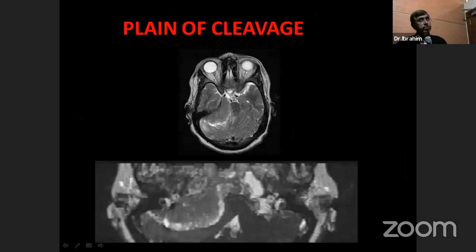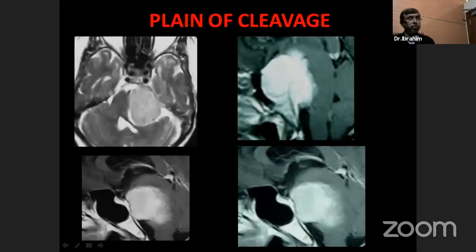Origin of the clivus as mentioned. Is there any plane of cleavage? Yes, there is a good plane of cleavage. This is a good case. Good case. This is a bad case.